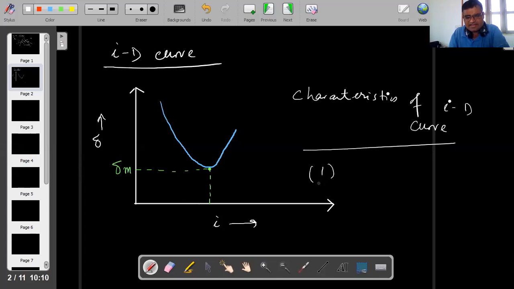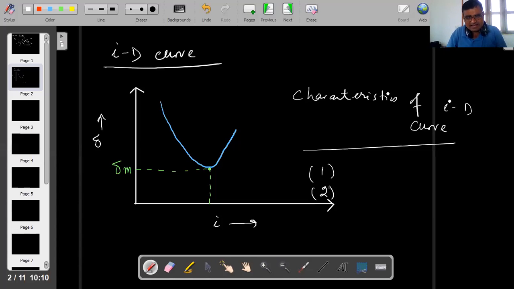Number 1: it is curved in nature. Number 2: on increasing angle of incidence, deviation goes on decreasing.